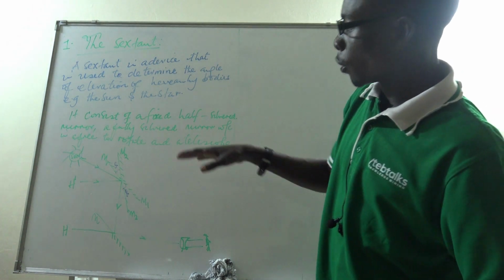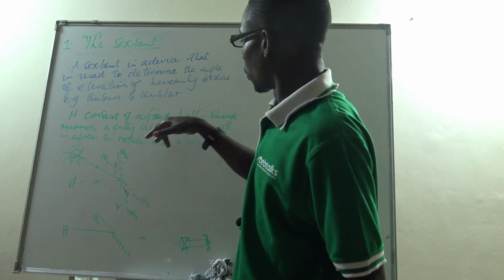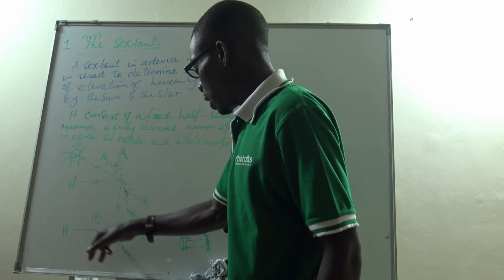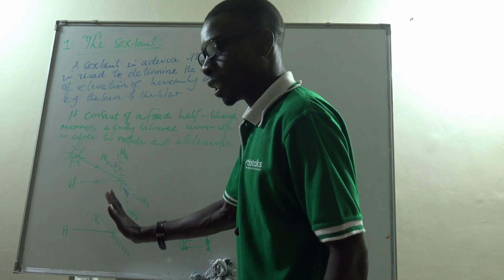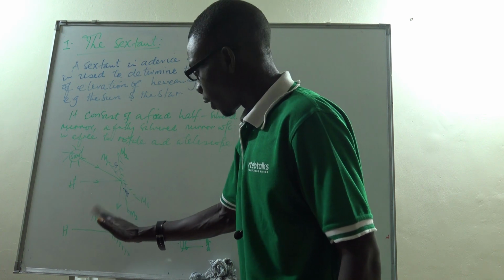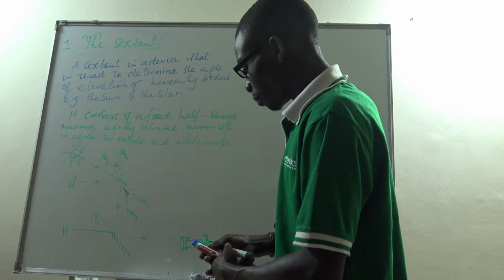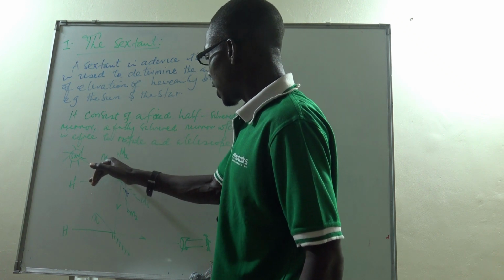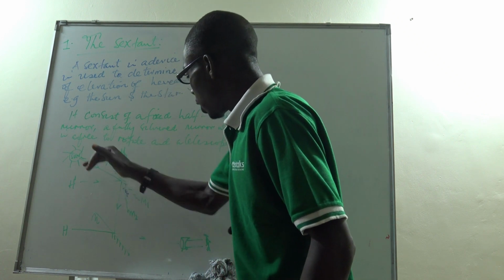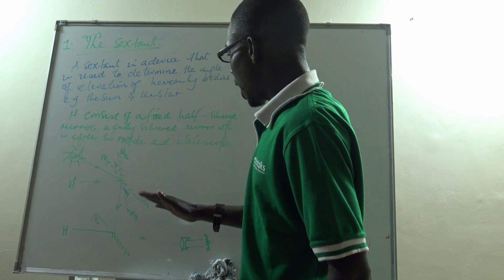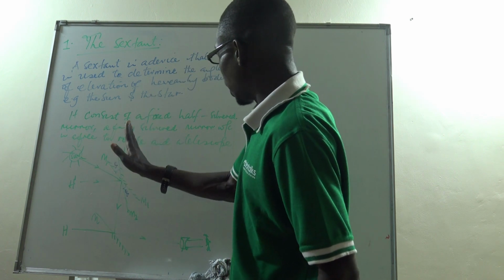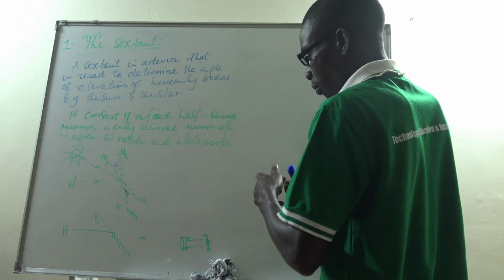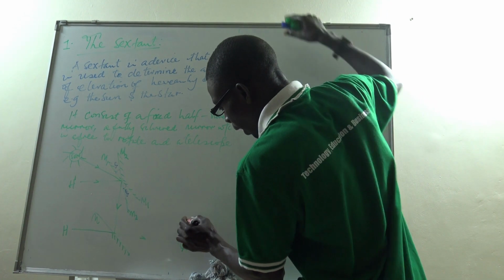Is that okay? We have talked of the parts. We said it consists of a fixed half silvered mirror. This is the half silvered and it is fixed. It does not rotate. Is that okay? This is the mirror I mean. And then we also have the fully silvered mirror. This one is silvered fully. The whole length is silvered and it is free to rotate. Is that okay? And this is my telescope that I'm talking about.